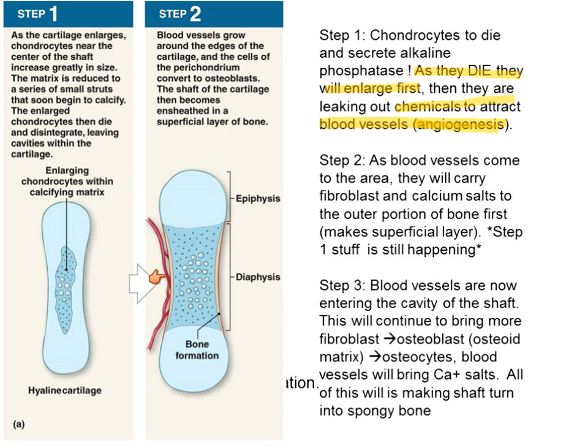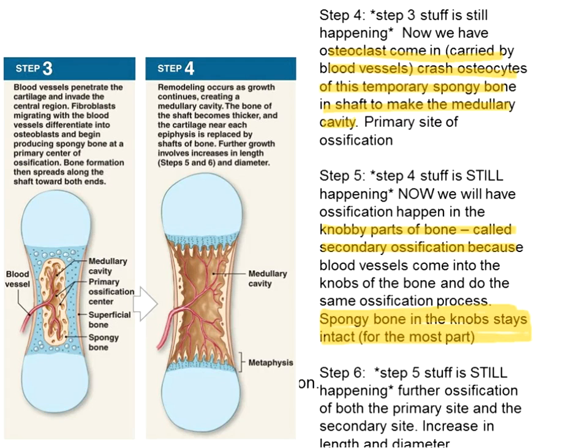So those blood vessels that we attracted in step 2 and step 3, they start to carry more of these entities that are responsible for building actual bone. So all of this is going to turn the shaft first into spongy bone, and eventually the shaft of the bone, or the diaphysis, will become compact bone.